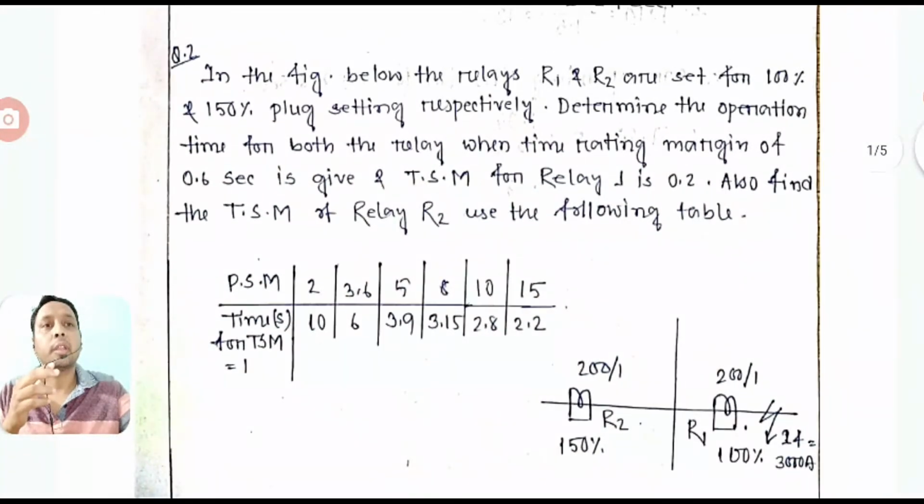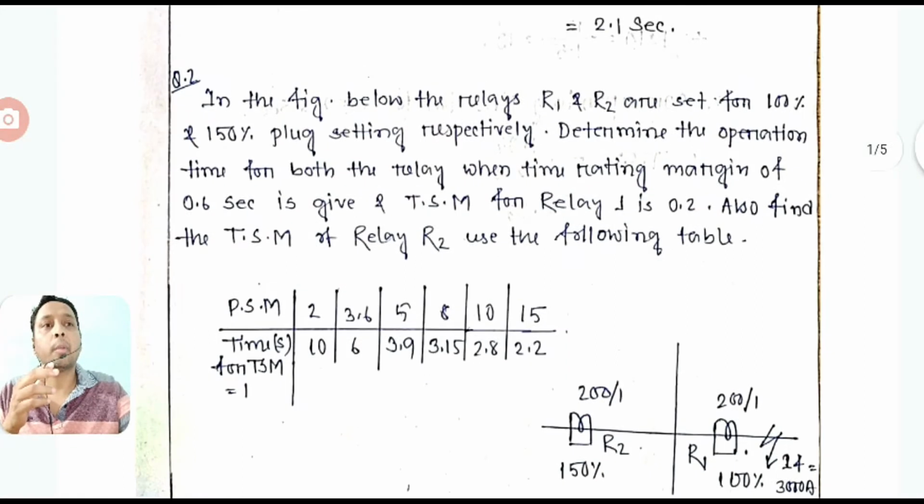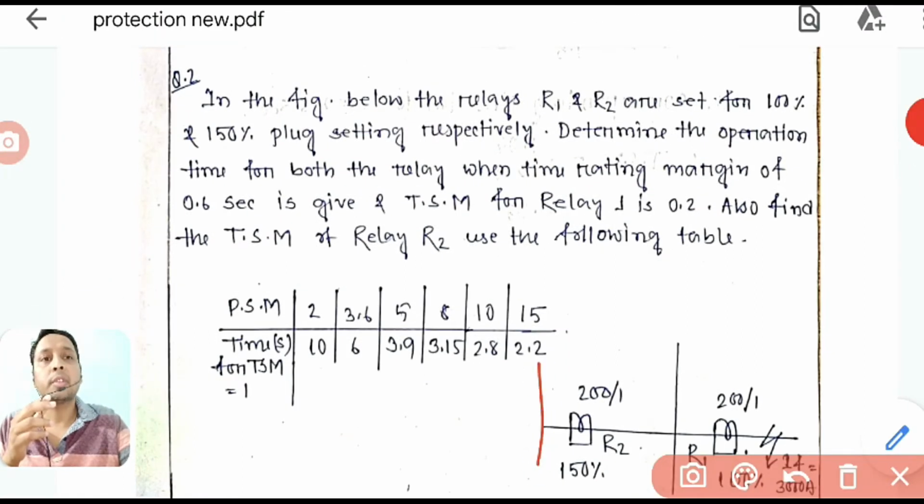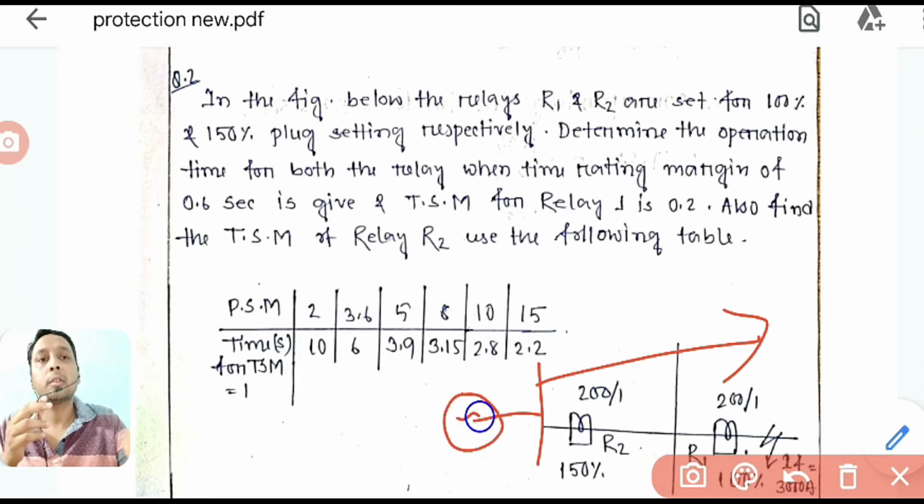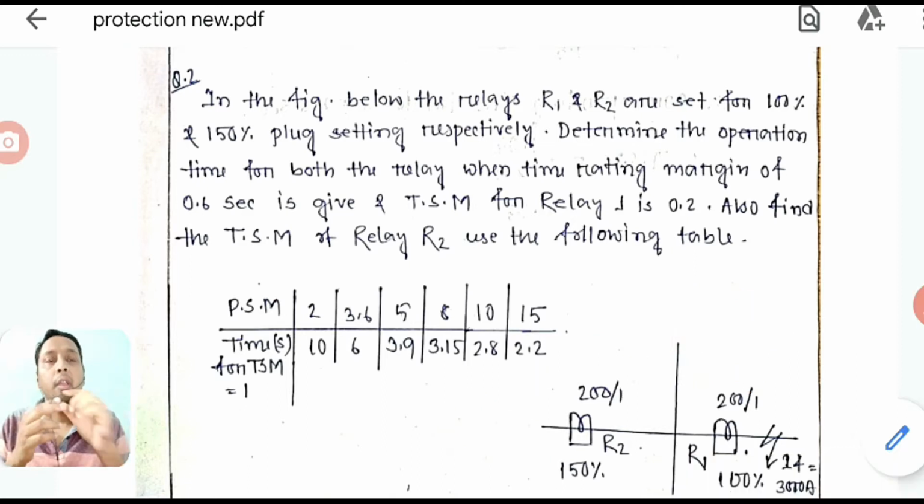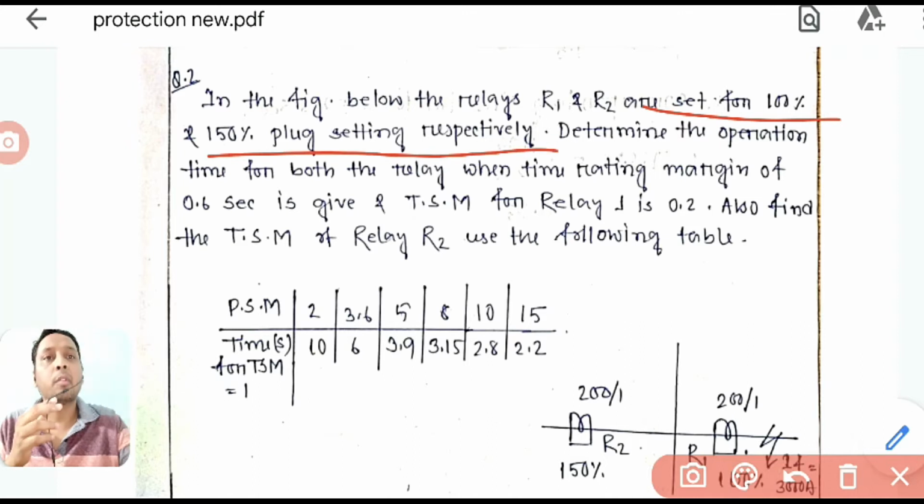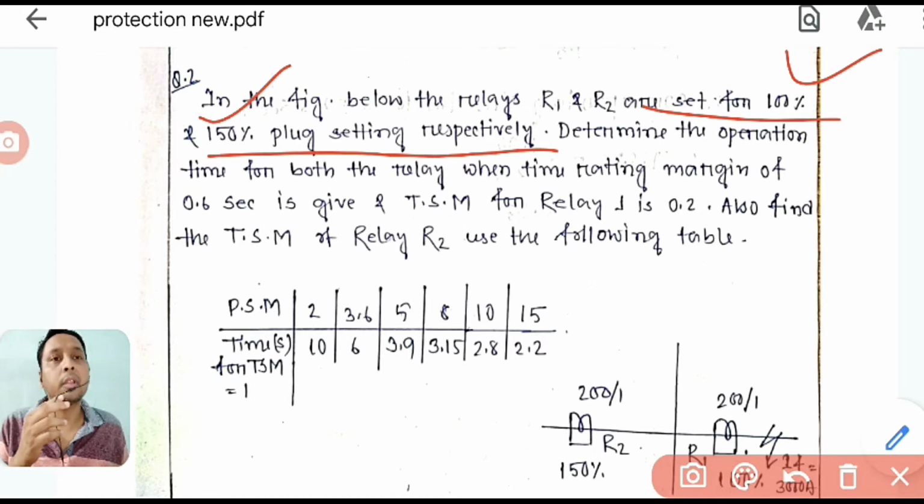The second question has two relays, a little bit of primary and backup coordination. Suppose the power is flowing from this side. This is your generator side, suppose. There is a generator and the power is flowing in this direction. What is given? In the figure given below, relays R1 and R2 are set on 100% and 150% of plug setting. R1 is on 100%, that is its CT secondary current is its threshold value. And for the second one, 150% of the CT secondary current will be the threshold.